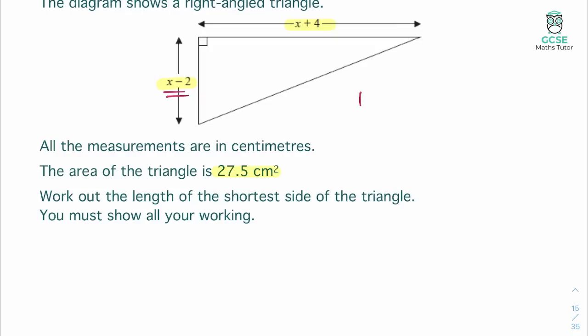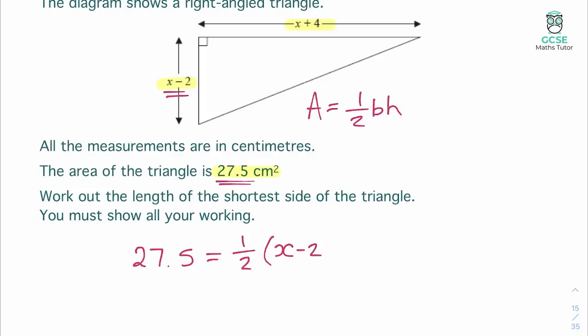So we just write half base times height, or half BH, so that is the area. So the area equals half base times height. So it tells us the area is 27.5. So 27.5 equals a half multiplied by the base times the height. So x minus 2 multiplied by x plus 4.